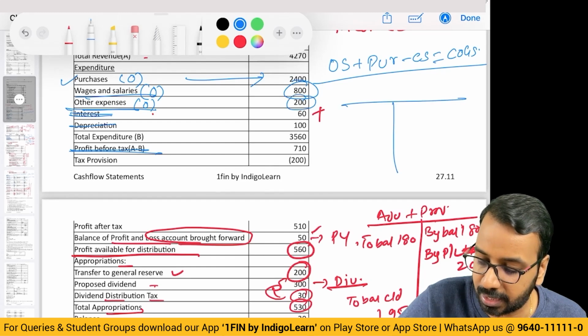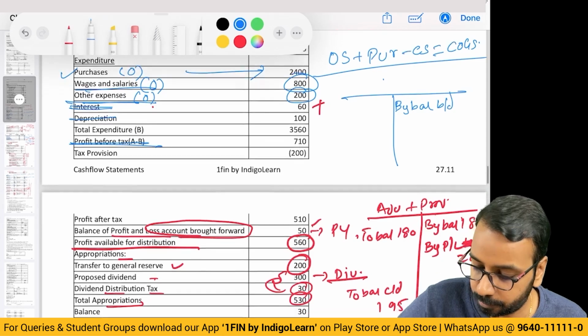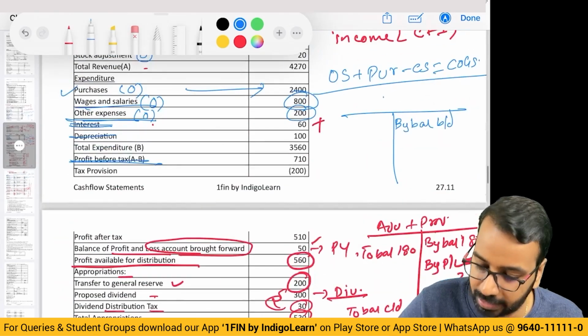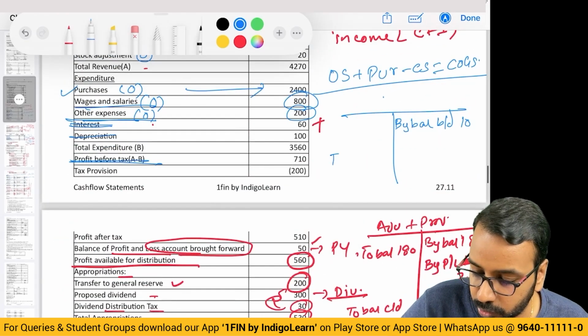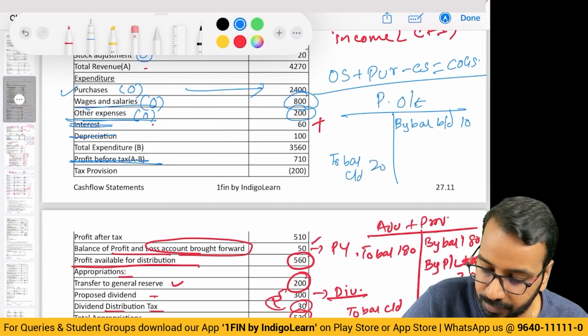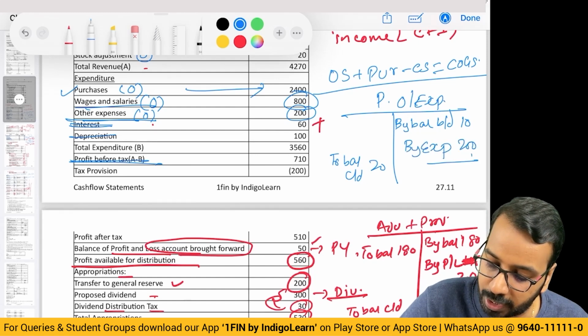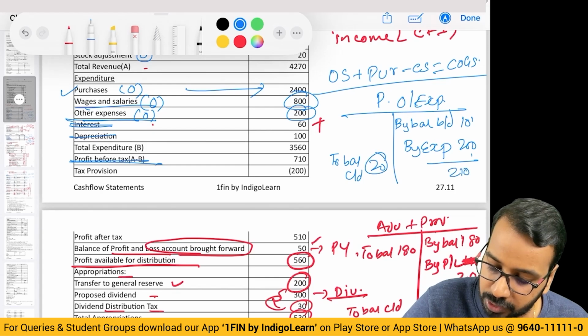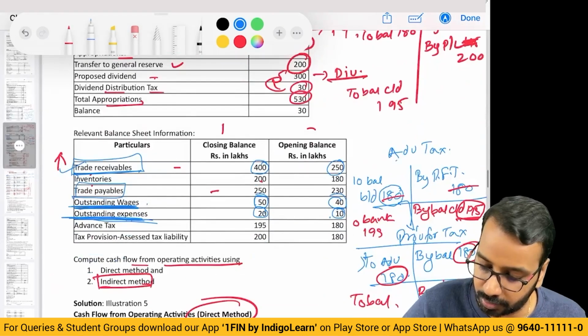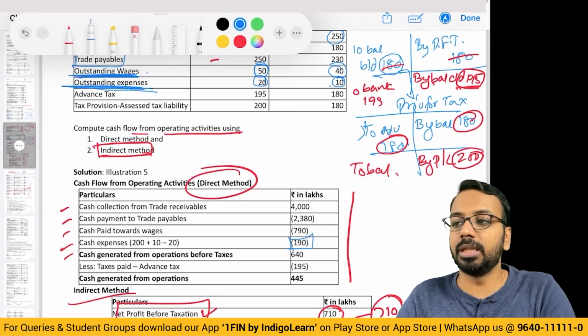So this also you will prepare as a ledger: balance brought down 10, to balance carried down 20. This is the provision for outstanding expenses. Then expenses for the period 200. So 200 plus 10 is 210, 210 minus 20 is 190. So you plot 190 as payable. This is one way to do it in the ledger format.